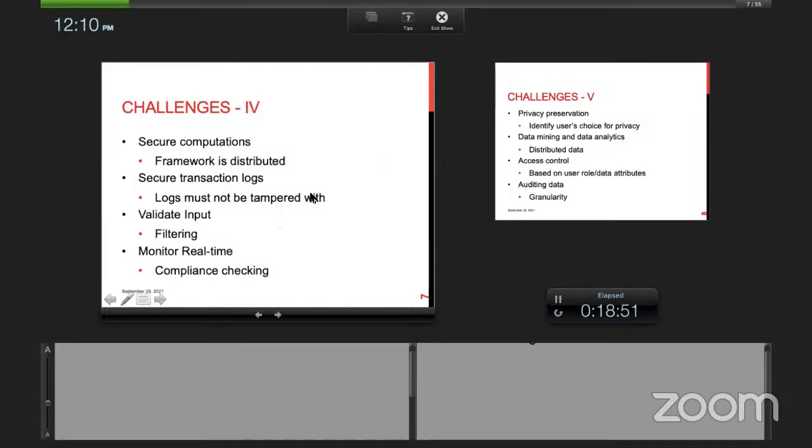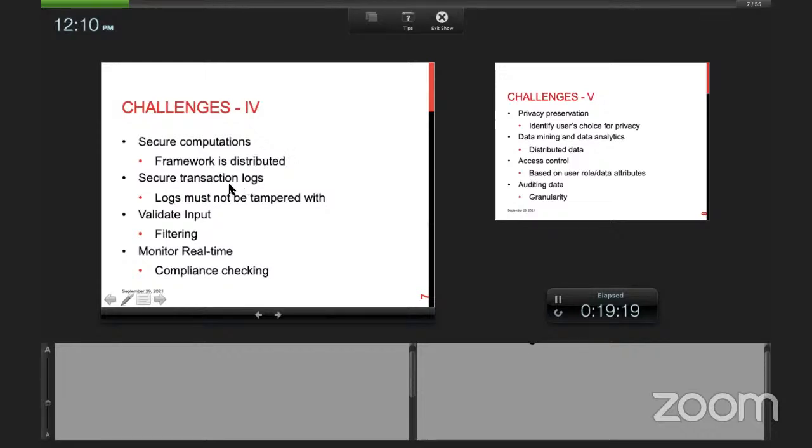And of course, since we are talking about data analytics, we have to go for secure computations, and our framework is going to be distributed because the data may be spread, as well as there may be some other computation server. And if we do not get enough computation facility in one server, we may also take the computational facility of some other server, and this way everything may be distributed.